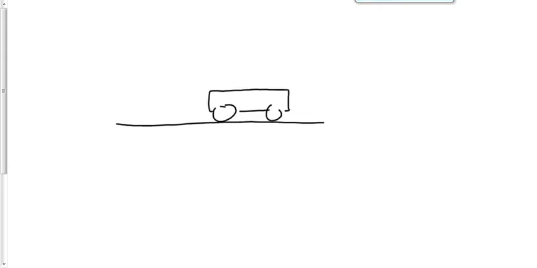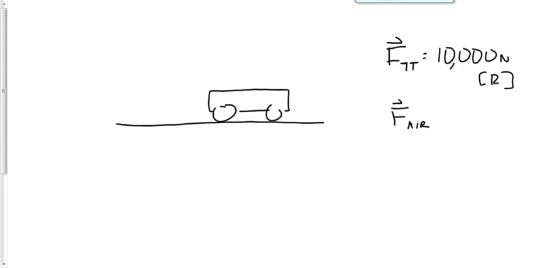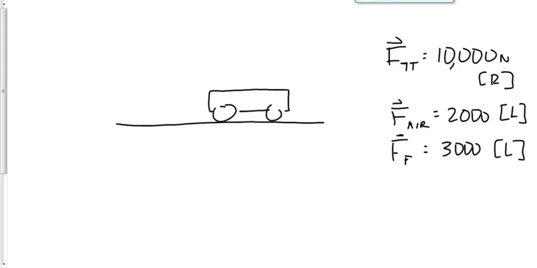Let's say that this car is being pulled by a tow truck to the right with a force of 10,000 newtons. I'll call it FTT, the force of the tow truck, of 10,000 newtons to the right. Let's say there's a force of air resistance that we'll call F air. It's a force of 2,000 newtons to the left. And there's a force of friction acting on this car of 3,000 newtons, and it's also to the left. Draw a free body diagram for that one, please.